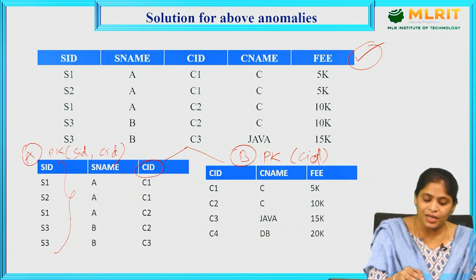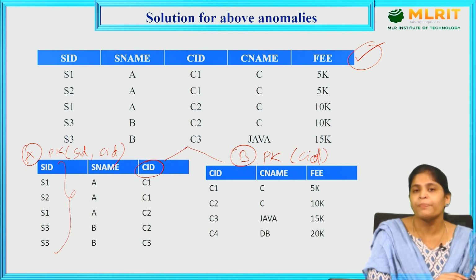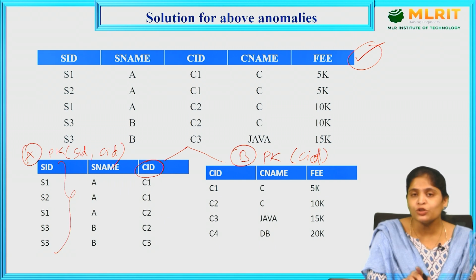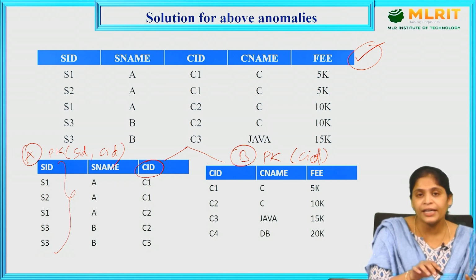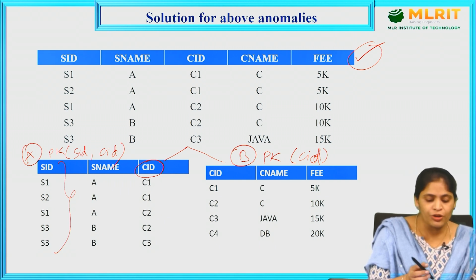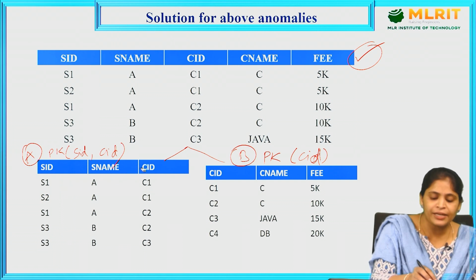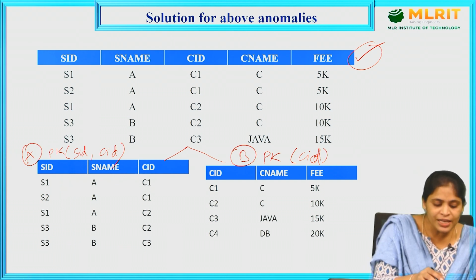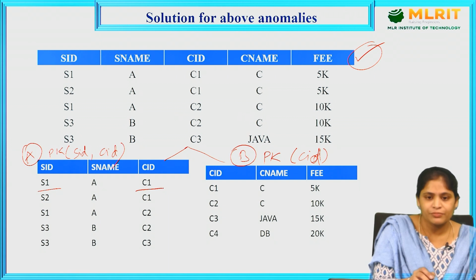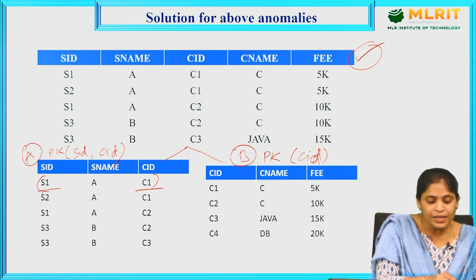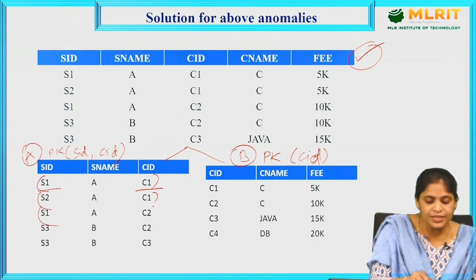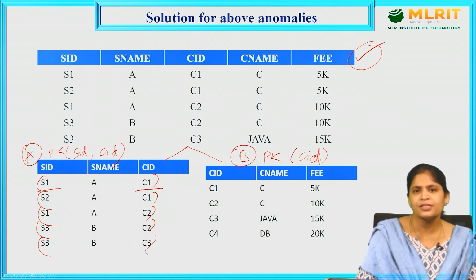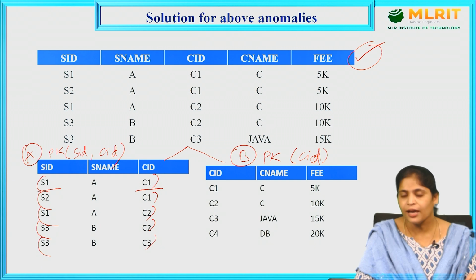Why? Because it also has duplication of data. So, by combining two columns, both SID and CID, the combination of these two can be chosen as the primary key. How? See here, S1 C1 combined is considered as one, S2 C1, S1 C2, S3 C2, S3 C3. No repetitions allowed, right? So, we can take these two columns as the primary key.